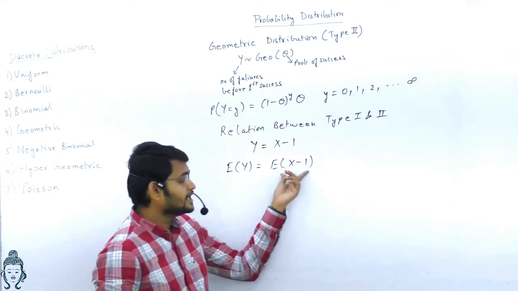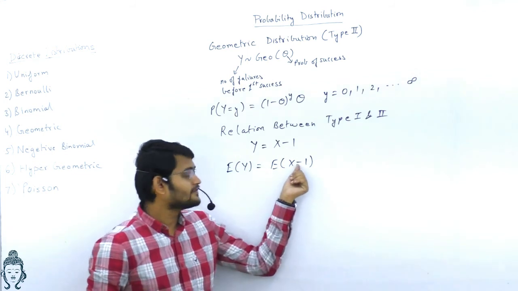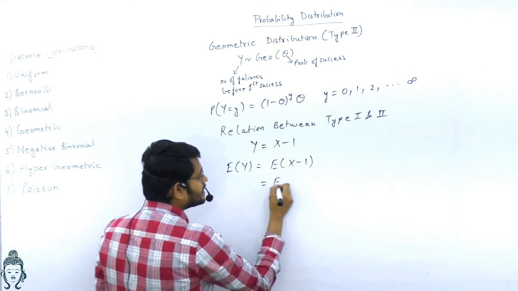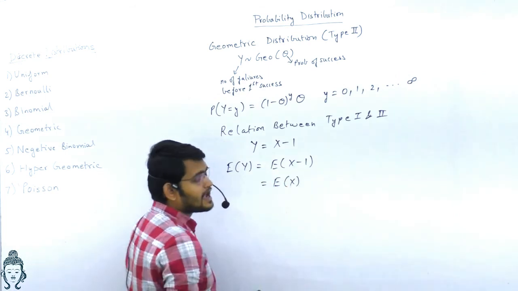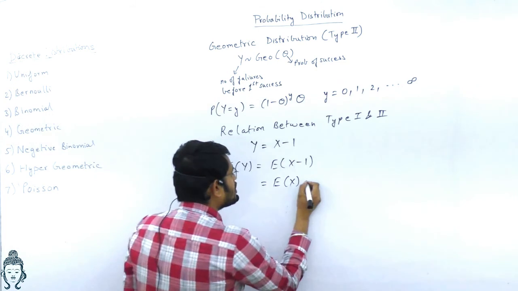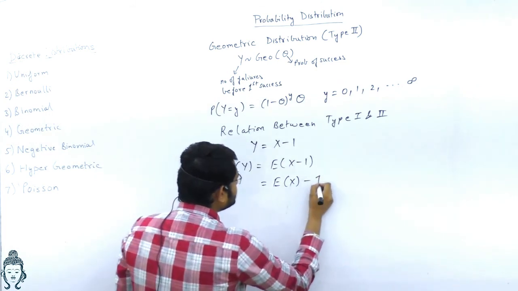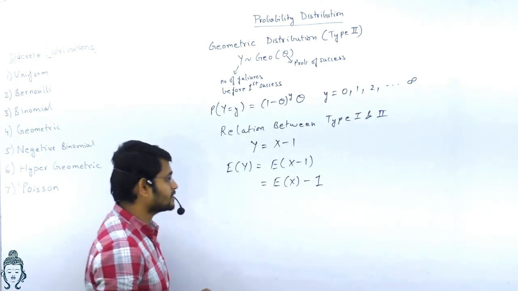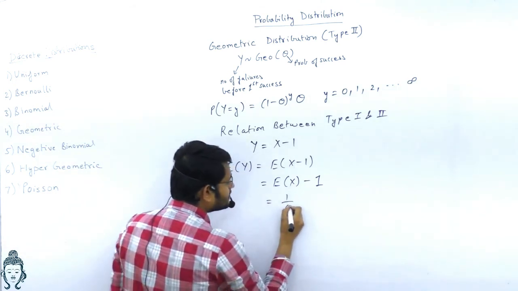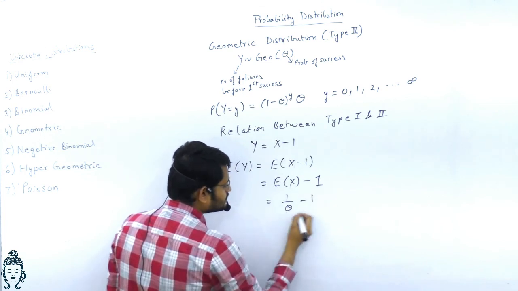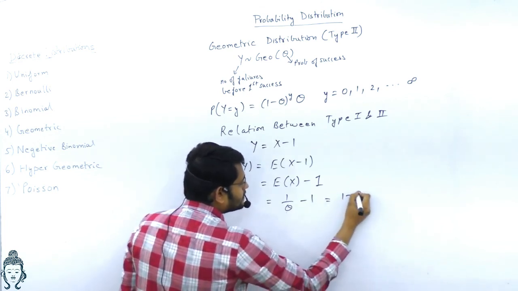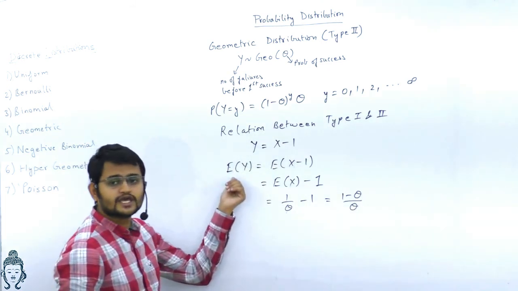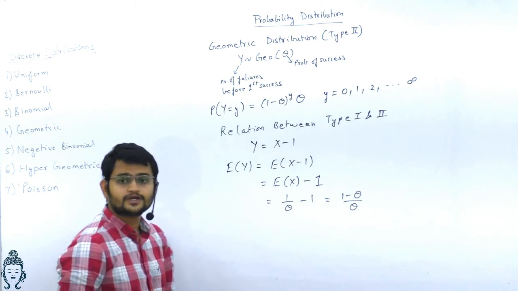If you remember, if you have expected value and we have addition or subtraction in the middle, we can give individual expected values to both of them, and the expected value of a constant is the constant itself. So we get E of x minus 1. E of x was 1 by theta. So 1 by theta minus 1 gives us (1 minus theta) upon theta. So this becomes the expected value of type 2 geometric distribution.